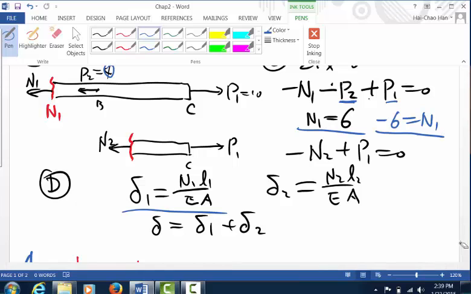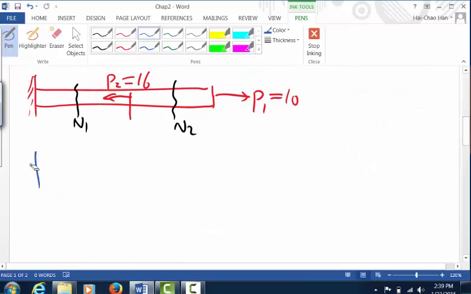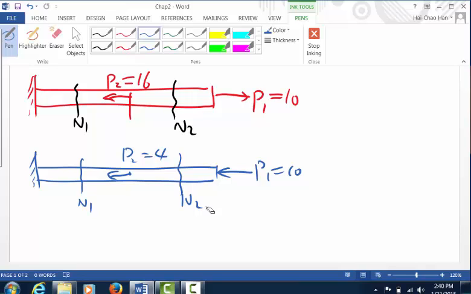Okay, so here is another test. Let's give you another one. All right, so the same bar. Now I have this. Okay, so here is P1 equals 10, this way. All right, now P2 equals 4. Okay, also this way. Now, what's the N1? What's the N2? How do you find it?